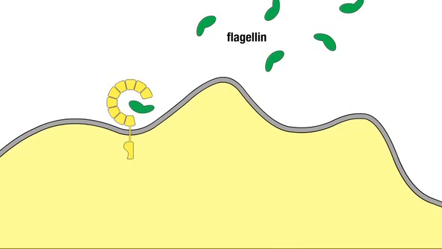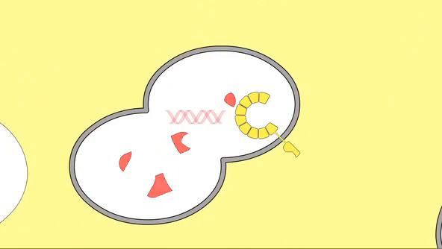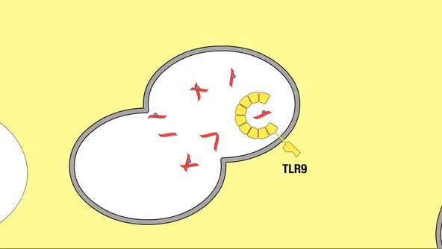Each member of the TLR family recognizes different kinds of PAMPs. For example, TLR5 recognizes flagellin, which is a highly conserved constituent of the bacterial flagellum. Bacterial genomes contain methylated CpG oligonucleotide motifs, which are recognized by TLR9 once the genome has been degraded in the lysosome.